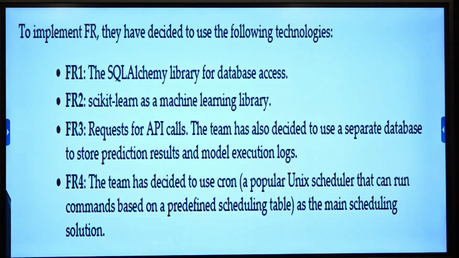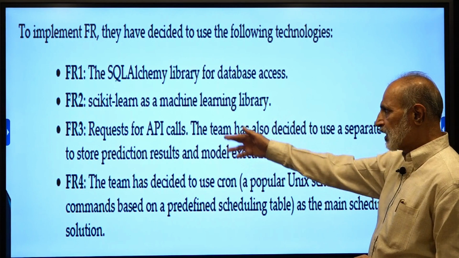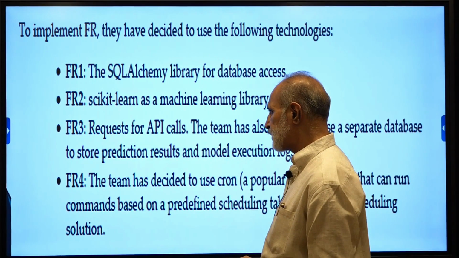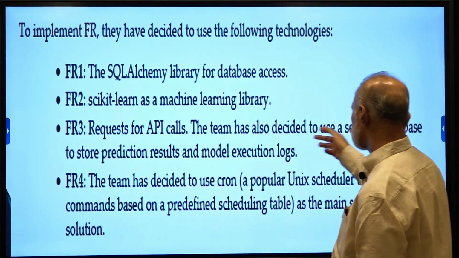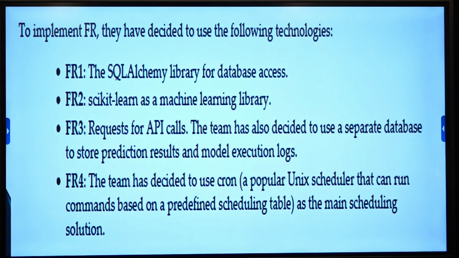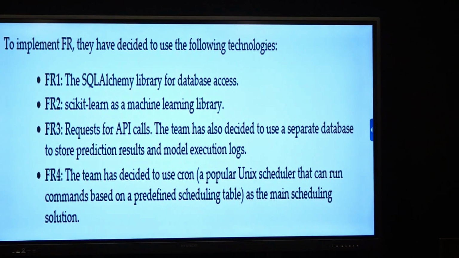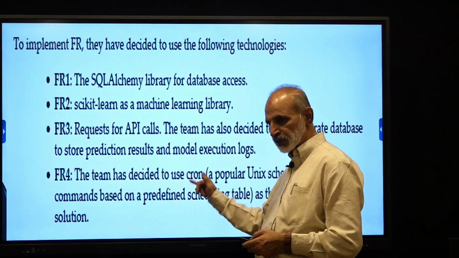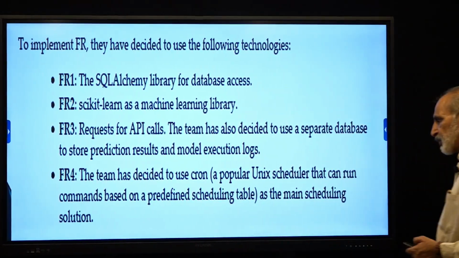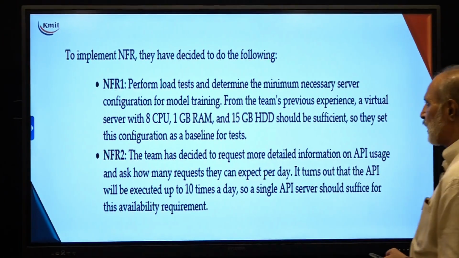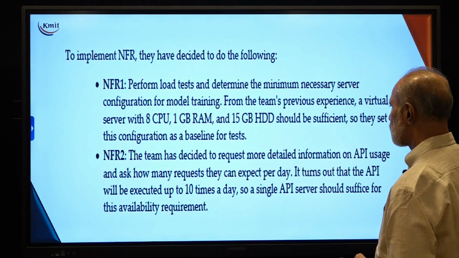If you look at this, to implement the functional requirements, for FR1 I have a SQL Server database. For FR2, I will use scikit-learn as a machine learning library. For FR3, I use the API calls which are available to store the prediction data, and for FR4, the team has decided to use cron, a popular chronological scheduler that can work on the command line. Cron is a very good, popular scheduler on the Unix operating system. It will make the alert or prediction at a scheduled time.